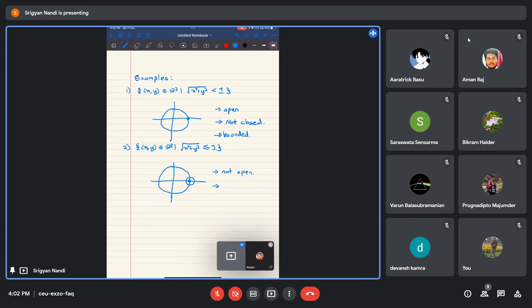And all these distances are less than or equal to 1. So you cannot approach a distance greater than 1 in that way. So this is closed. And again, this is bounded.